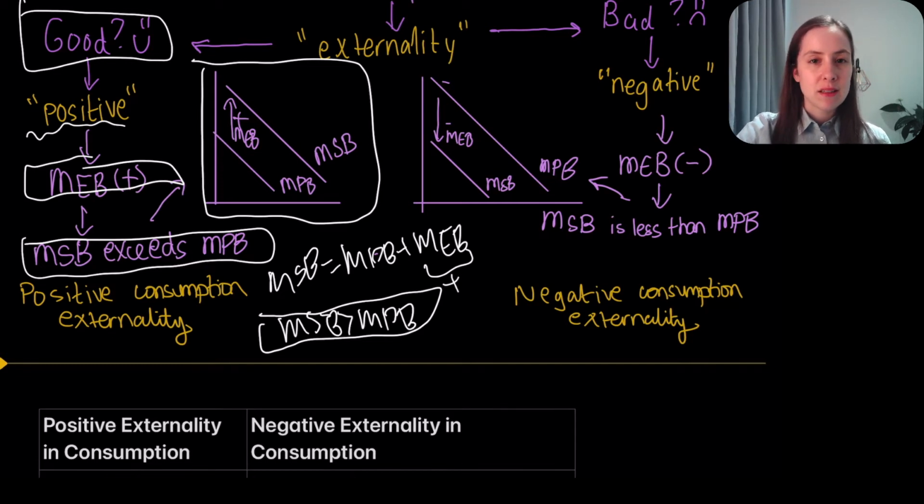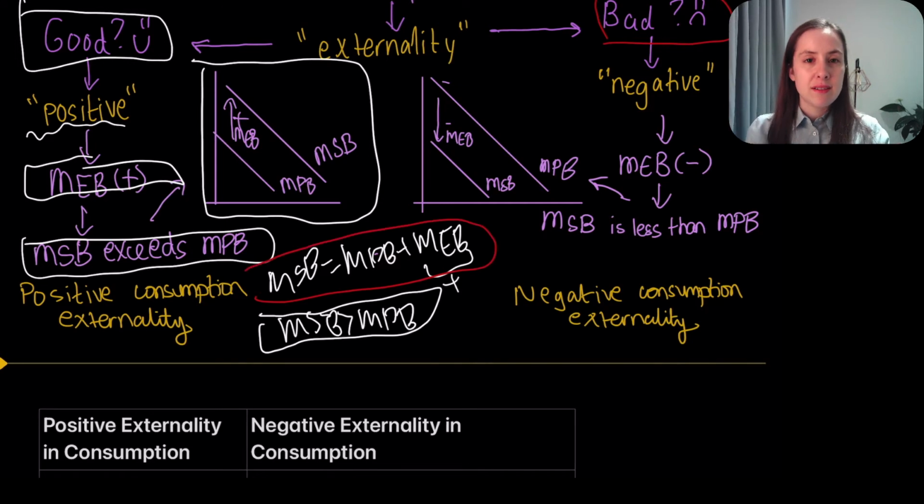Now, if the externality is bad news, harmful to others, we're limited with the vocab a little bit because we're talking about marginal external benefits, the benefits of third parties, but there's a way to get around it. We want to use a negative here. A negative marginal external benefit communicates that this has removed well-being from third parties. And if we put this back into this equation, if this MEB is now a negative number, then your MSB is going to be less than your MPB.